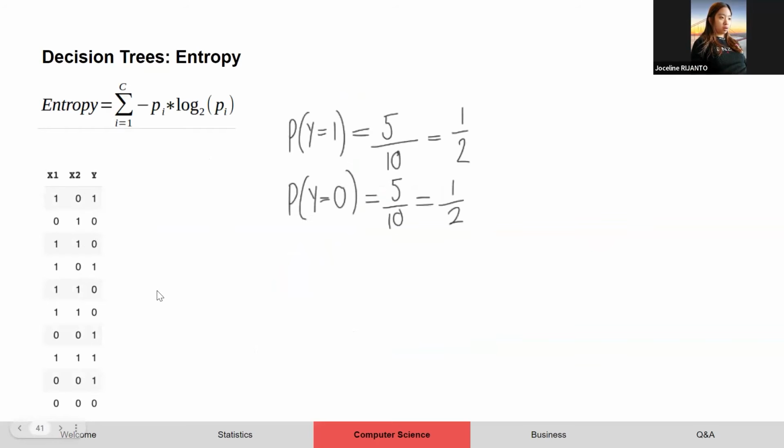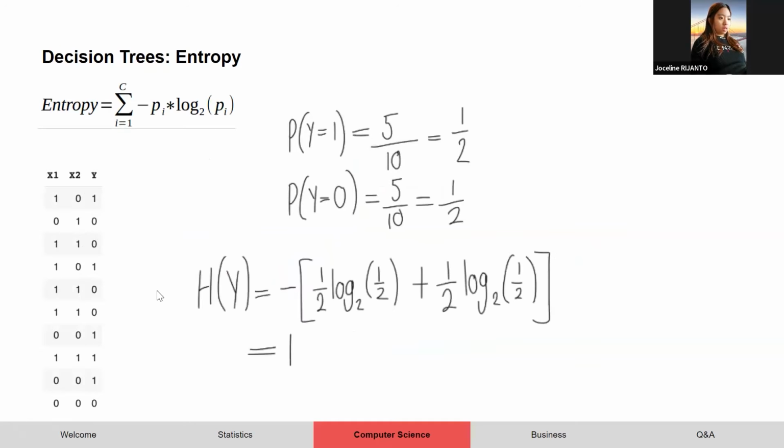So the probability of P(y=1) is half and P(y=0) is half. Then using the equation, we take P(y=0) times the log of P(y=0), and we add P(y=1) times the log of P(y=1), which is half. Then we just multiply it by negative 1, and in the end we get an entropy of 1. The highest entropy you can get is 1. So this is the highest amount of uncertainty that we can get in a set of data.